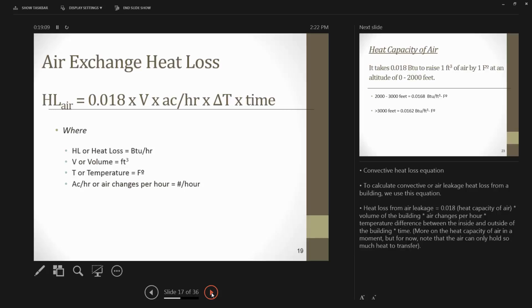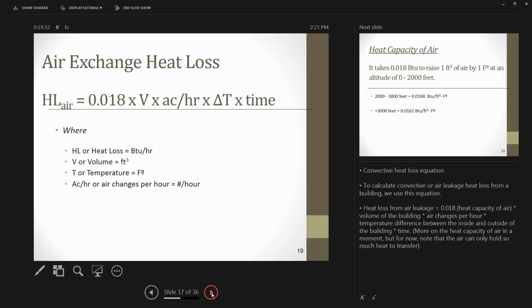Because it's a volume of air, we're not talking about the exposed square footage of the building. We're actually talking about that air change. We still need our temperature, and then we need our air changes per hour. So in an existing building, we could do our blower door test and we could get our air changes per hour.